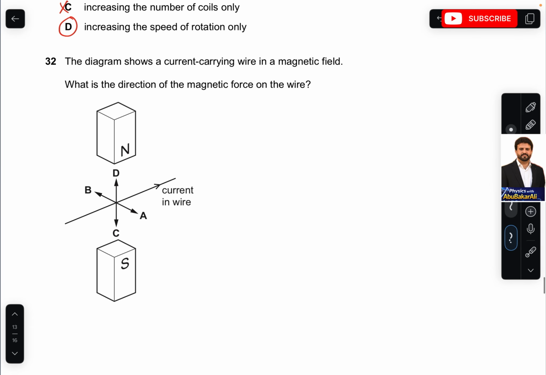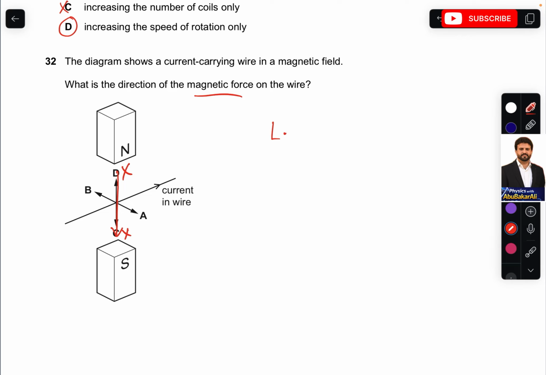In question 32, the diagram shows a current carrying wire in a magnetic field. What is the direction of magnetic force on the wire? Okay, so again, I can use that method. I know the magnetic field is from north to south, so I know D and C are not the options. What do you have to find? Force.